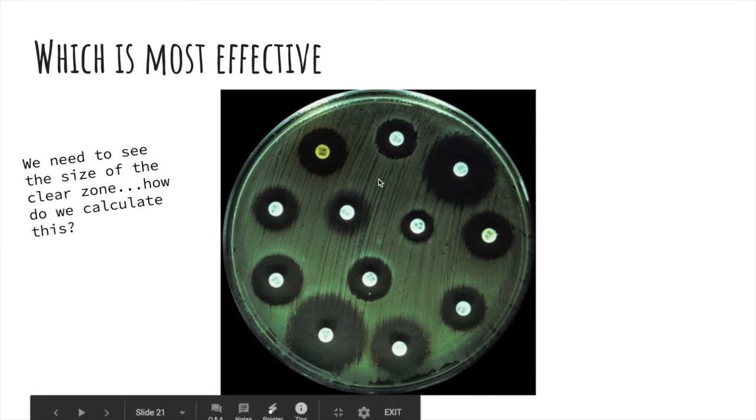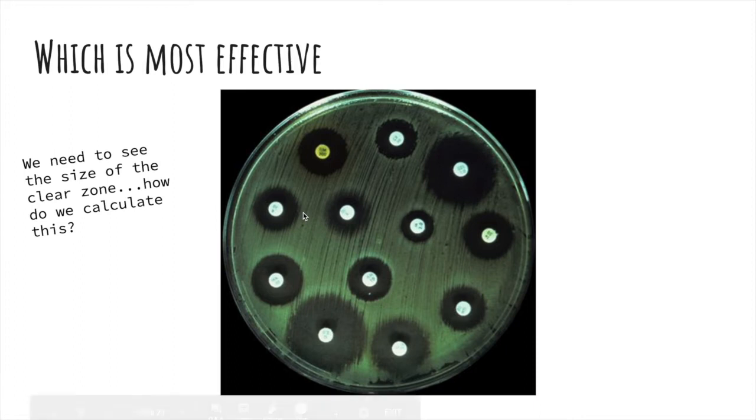All this scratchy bit would cover the entire plate, except that all these little paper discs here, and that's all they are, little paper discs, have been soaked in a different antimicrobial which has a different effect against this bacteria. And so the more effective the antimicrobial, the bigger this clear zone is around it. The bigger the clear zone, the more effective we can say that that particular antimicrobial is in fighting or killing the pathogen on that plate.